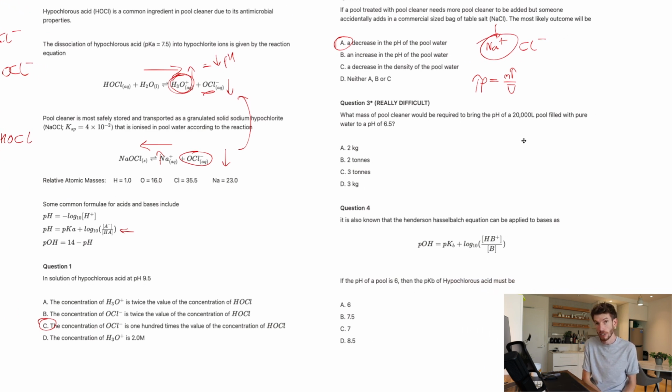Question 3, this one's quite difficult. It's a little bit more heavy on the stoichiometry, so bear with me on this one. But what mass of pool cleaner would be required to bring the pH of a 20,000 litre pool filled with pure water to a pH of 6.5?